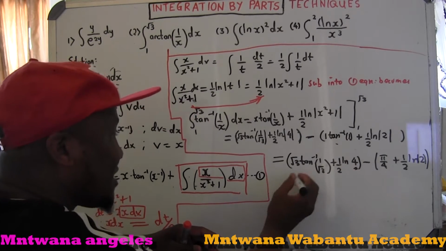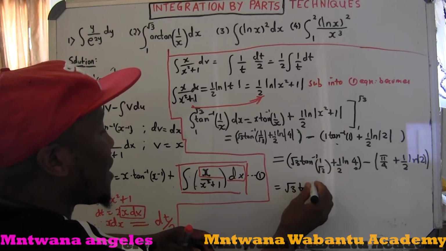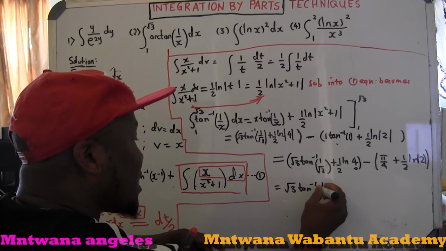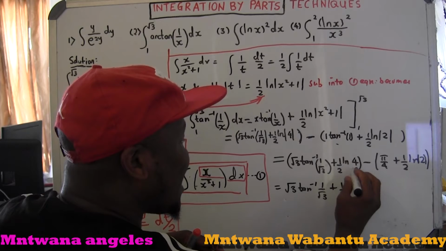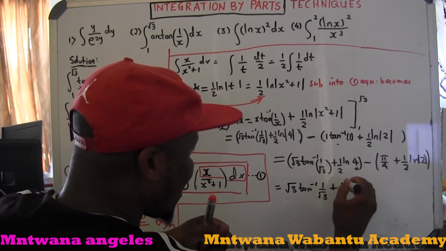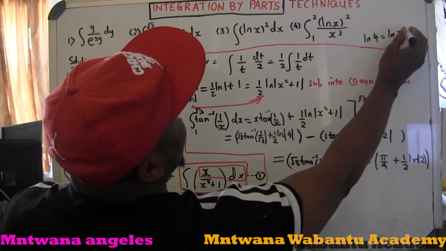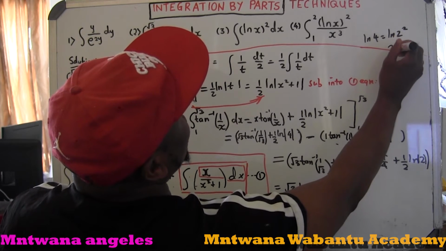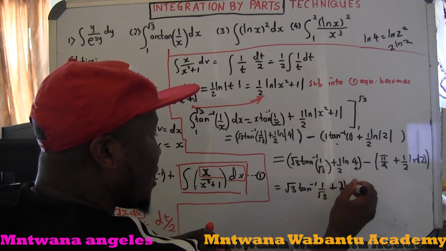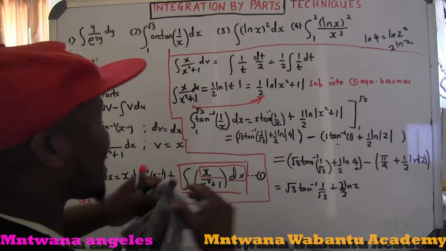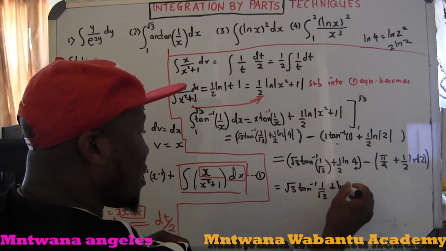But you can simplify this by saying this is equal to square root of 3 tan inverse of 1 over square root of 3, and then this is going to be a half. Okay, ln of 4 means ln of 2 squared. In ln you can take the power to the front, so it's going to be 2 ln of 2. So this can be 2 over 2 equal to 1, so I can say ln of 2 alone. So here is going to be 1 ln of 2, which equals just ln of 2.